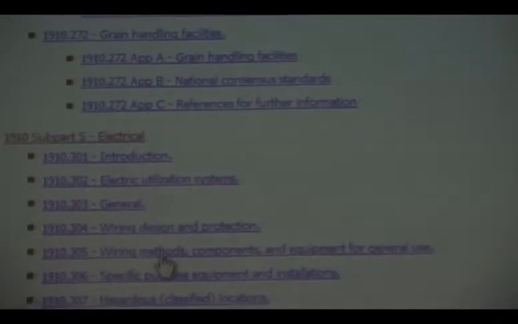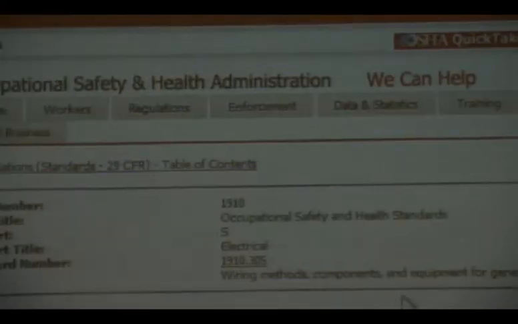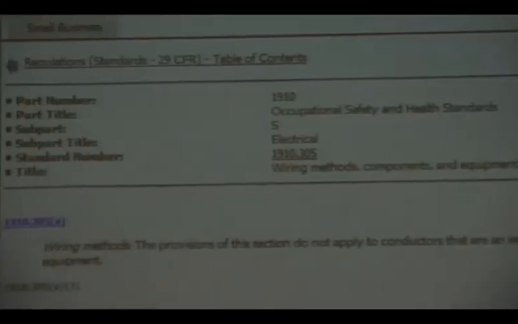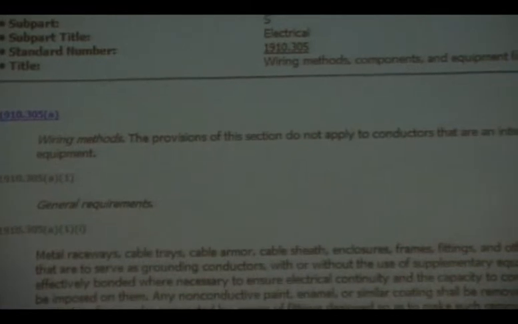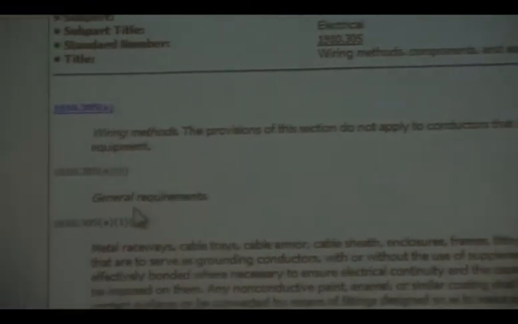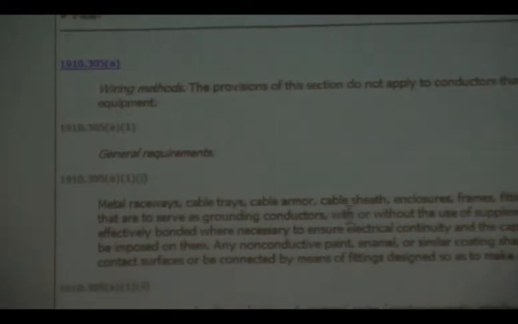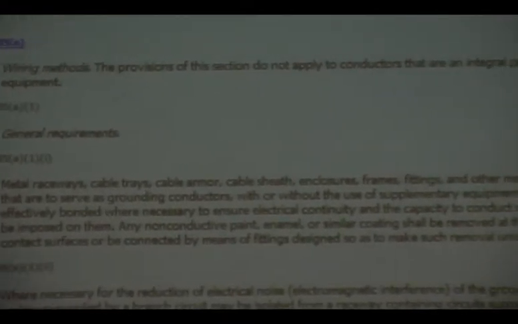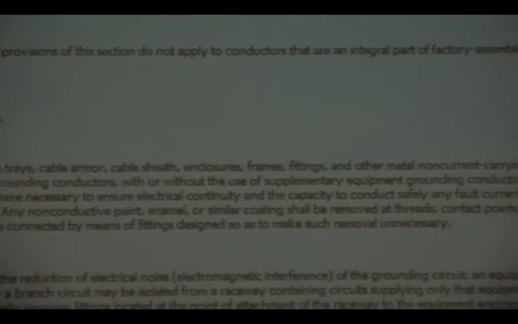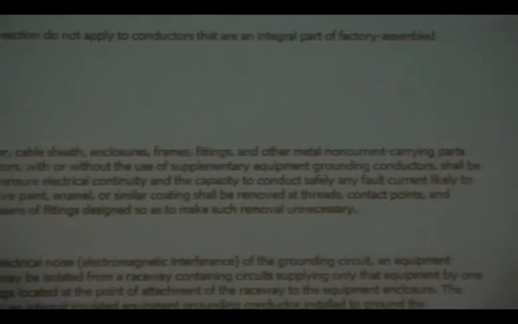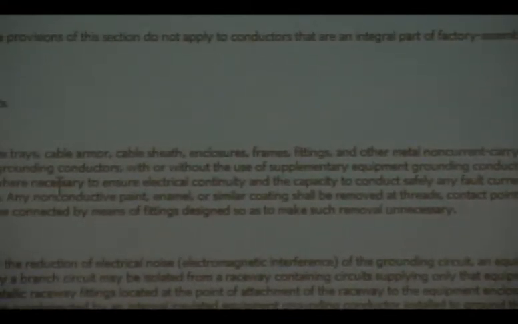So if you pick wiring methods, components, and equipment for general use, you come up with several of these, and I'm just giving you some examples of them. Wiring methods, general requirements, here's what it talks about: raceways, cable trays, cable armor, cable sheath, enclosures. Stuff you've all seen downstairs, right, down in our lab. So there's OSHA standards concerning that, okay? Temporary wiring, there's an OSHA standard for temporary wiring, okay? And this gives several of them.